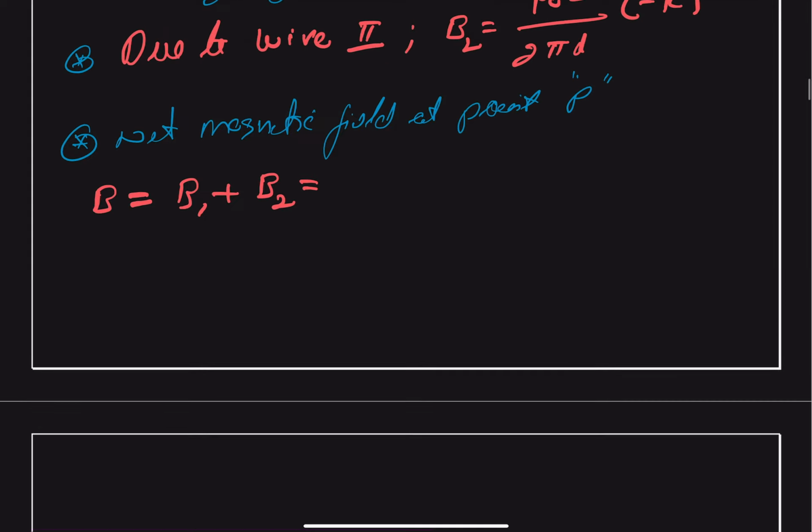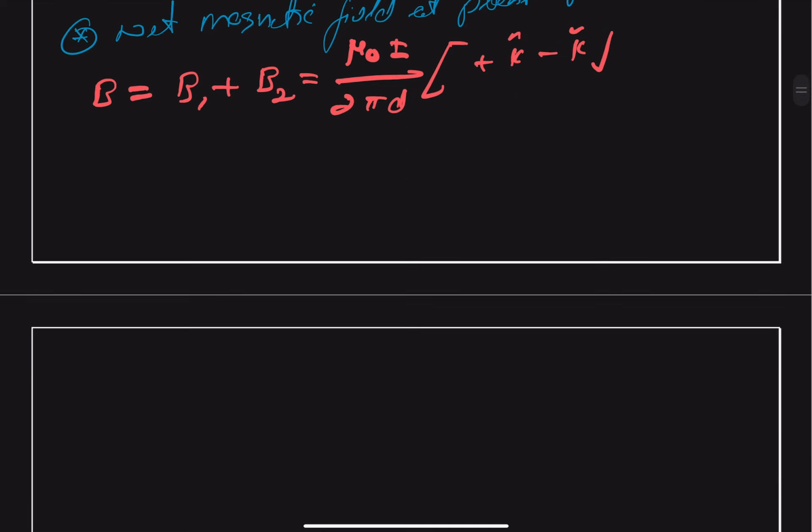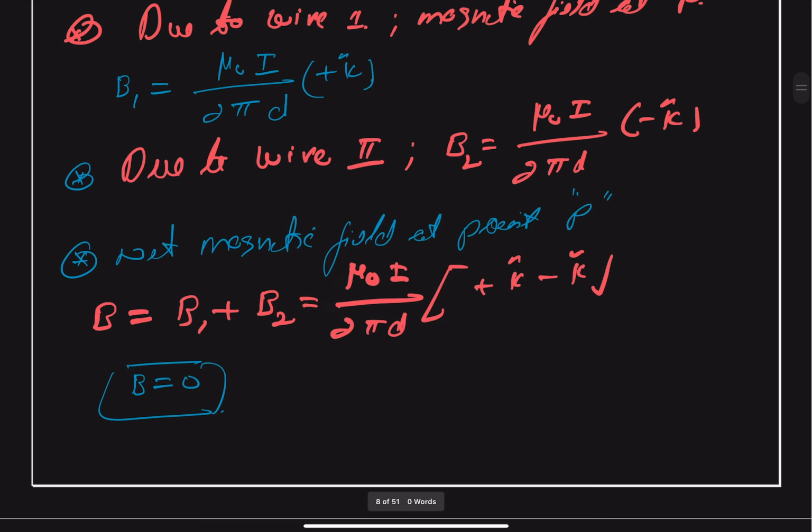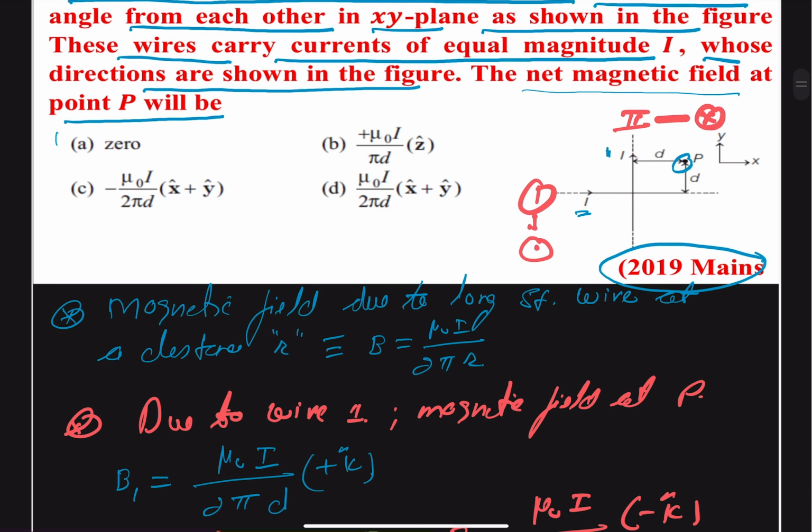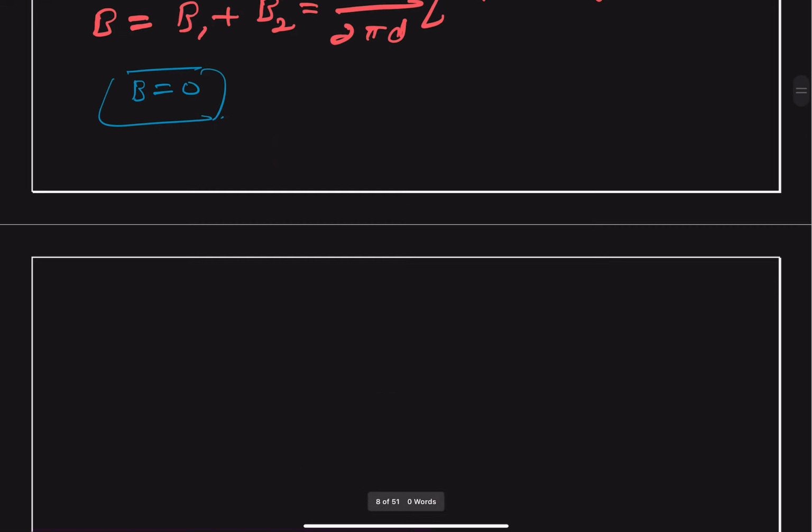So we can write this as mu naught I upon 2 pi d, and this comes as plus k unit vector, and this here minus k unit vector, and this gives us magnetic field is equal to 0. So option number A is correct option. Option A is correct.